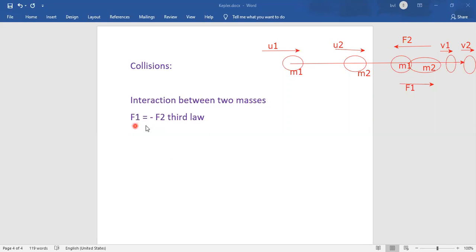And these two forces are equal according to Newton's third law. After the collision, immediately they are moving with different velocities, separated. So v1 is the final velocity of the first mass, v2 is the final velocity of the second mass. So this is mass m1 and this is mass m2. Like this, these two masses are moving after the collision.